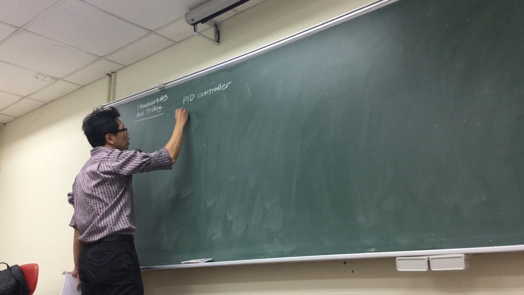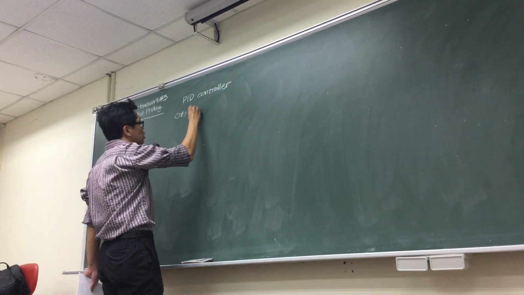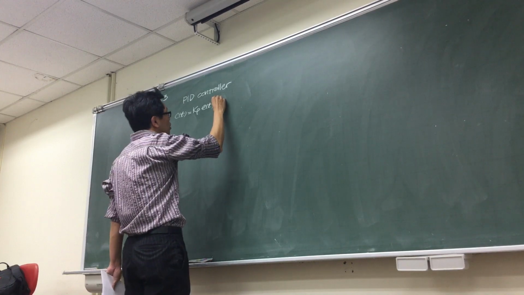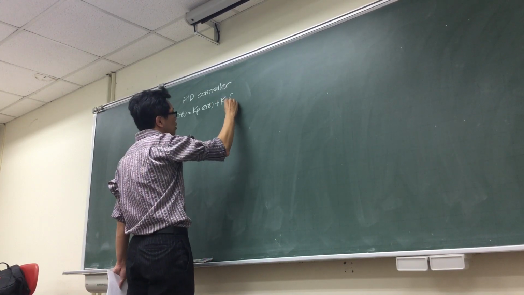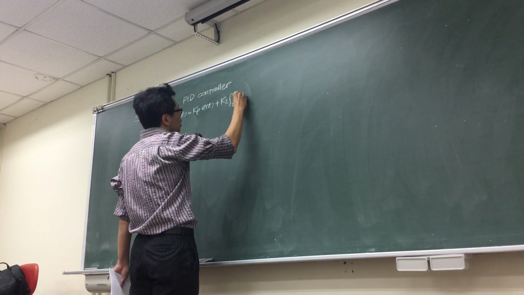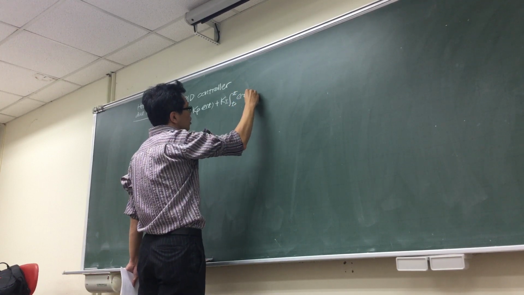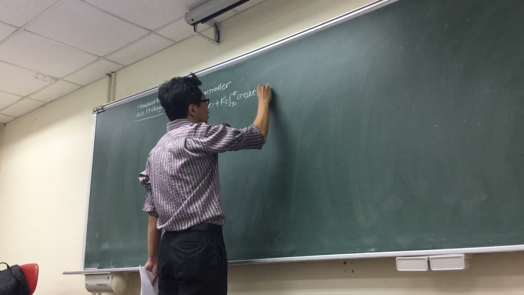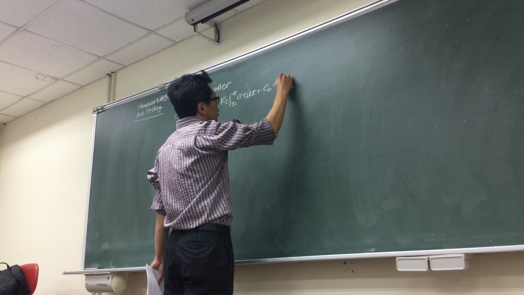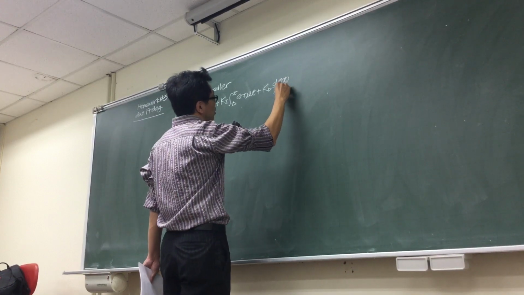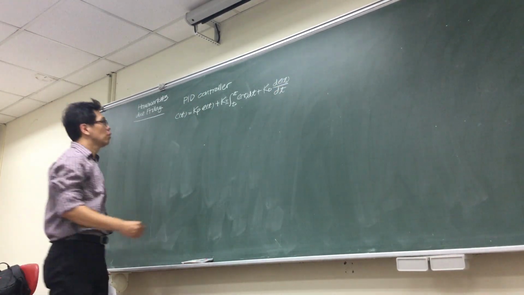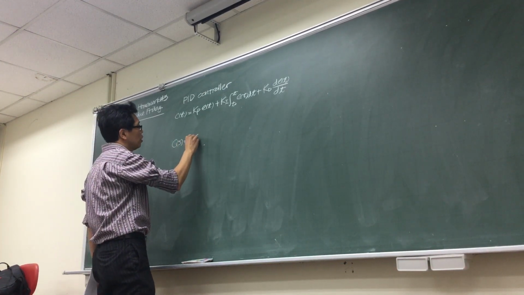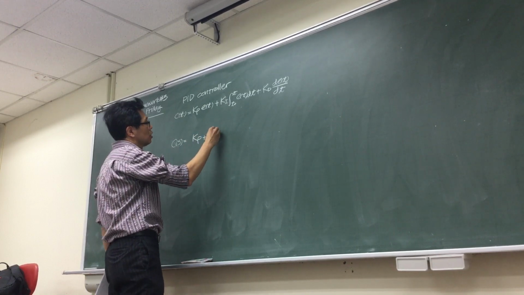If you are trying to find c(t), it is essentially Kp multiplied by the error signal plus Ki times the integral of the error signal dt, plus Kd times the differentiation of the error signal. So if we do the Laplace transform, we're going to have something like this.